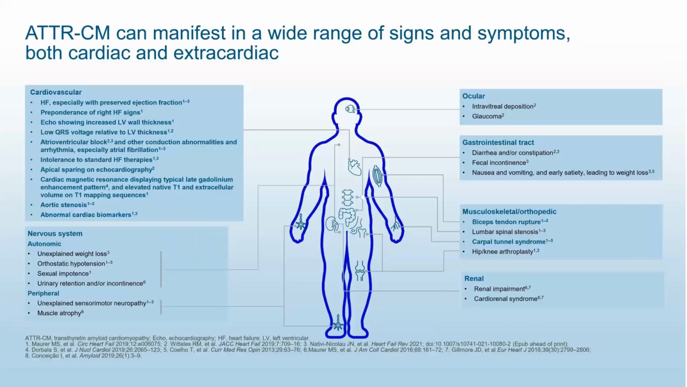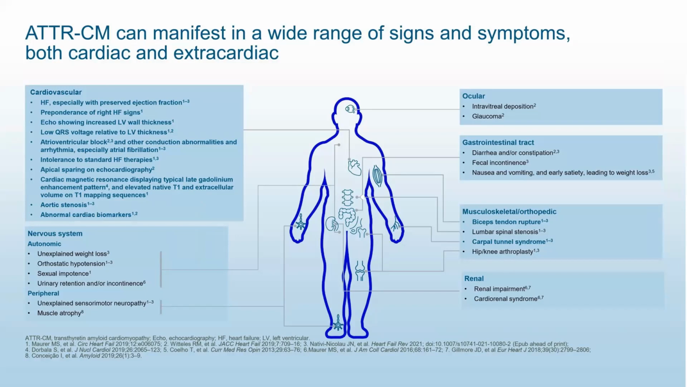You can suspect the disease from a wide range of symptoms and signs, but you need to have a high index of suspicion. If you get a patient presenting with symptoms and signs of heart failure and you do an echo and he has a preserved ejection fraction, this is an important sign. The echocardiography will show increased LV wall thickness, but the ECG will show that this left ventricle has a low QRS voltage. And this will grab your attention.